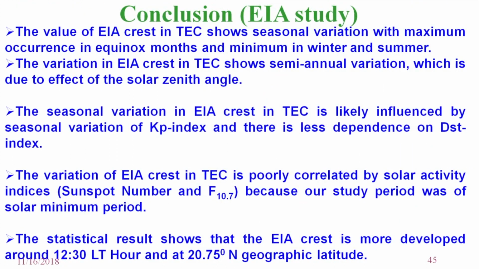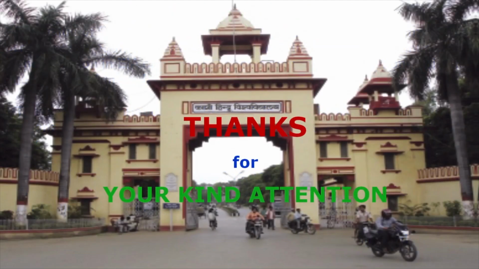So, what is the conclusion of the EIA study? The value of the EIA crest in TEC shows seasonal variation, which I have shown you. It has a maximum in the equinox months. The variation in the EIA crest in TEC shows a semi-annual, 6 monthly distribution, and the seasonal variation is influenced by the Kp index and Dst index. So, these geomagnetic indices have an effect, and a statistical analysis also shows that there is a maximum at geographical latitude 20 degree. So, this is the end of my first talk. Thank you.